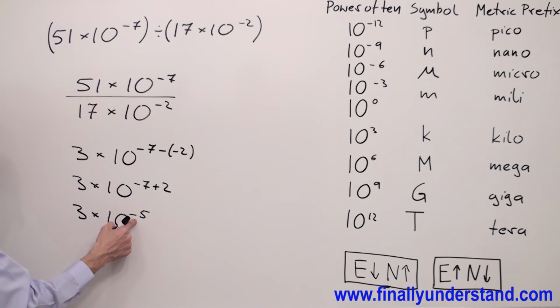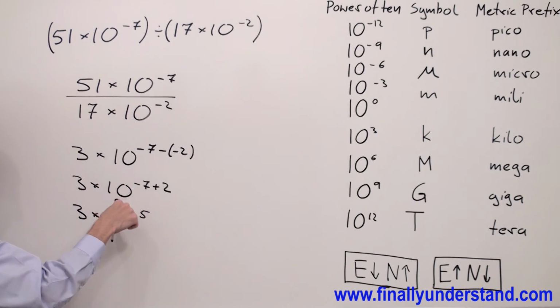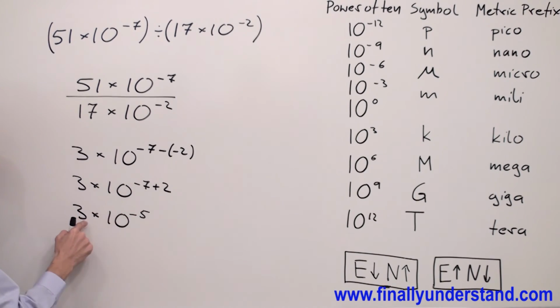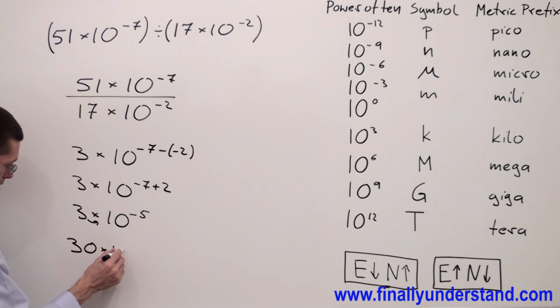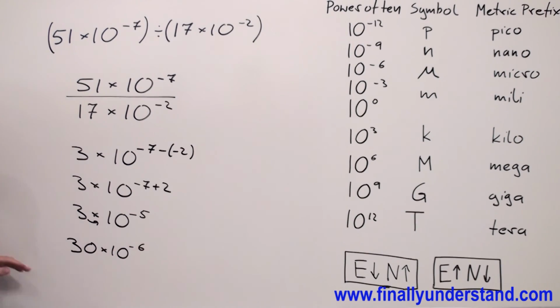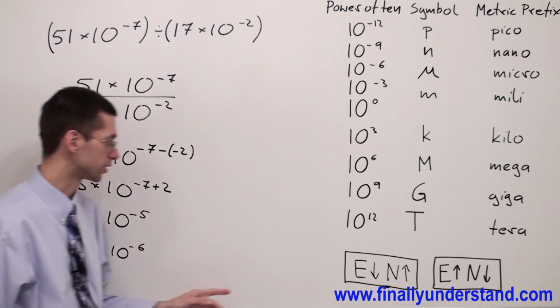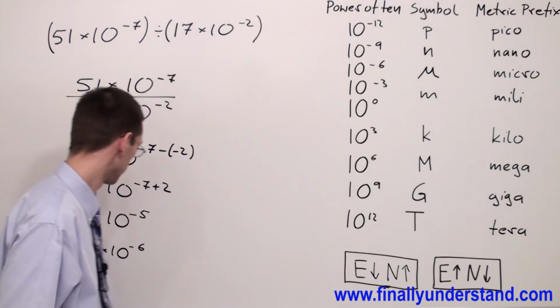Negative 5 is not a multiple of 3. If I'm going to convert negative 5 to negative 6, my exponent will get smaller and the number is going to get bigger. I'm going to move my decimal point once to the right. That's why I'm going to have 3 times 10 to negative 6. One more time. Anytime the exponent is getting smaller, the number has to get bigger.